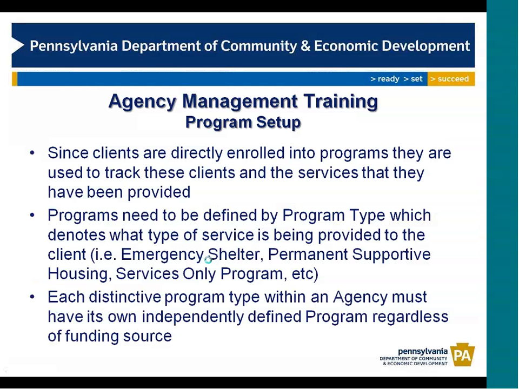Since clients are directly enrolled into programs, these are the entities that are used to track these clients and the services that they have been provided. Pretty much everything that's reported in APR-style reports is reported on a per-program basis. Programs need to be defined by their program type. It's one of the most important designations for each program, and it tells an overall story of what service is being provided. It could be emergency shelter, permanent supportive housing, etc.